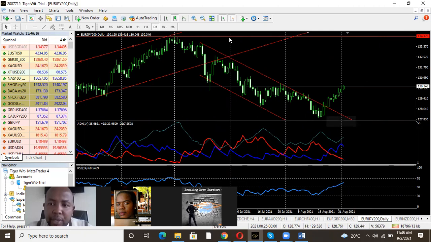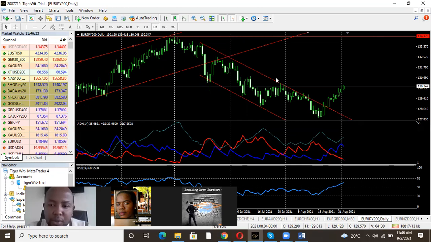Then the bounce is like this one. It goes down, then comes up, then goes down again. So this is a very good pair. If you're starting trading, I would really recommend you start with Euro USD or Euro Yen, because it's not very risky. So you can be making small monies consistently over a long period of time. So that is the channel. At least I've shown you the channel.